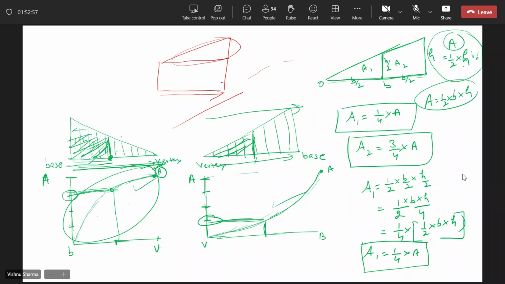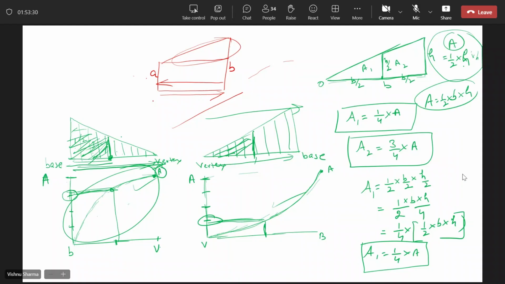Or if you are integrating from the bigger side of the trapezium to the smaller side, then the shape will be somewhat on the same lines as base to vertex. Of course, how much the curvature will be depends on how much the difference is between the parallel sides A and B. Because as they tend to become equal, the trapezium tends to become a rectangle, and as the difference between them increases, the trapezium tends to go closer to a triangle.